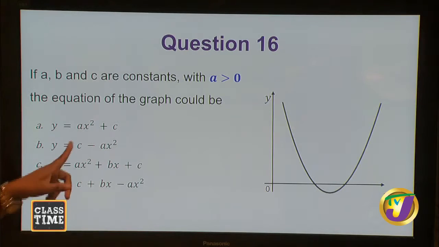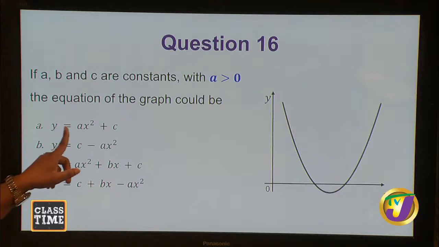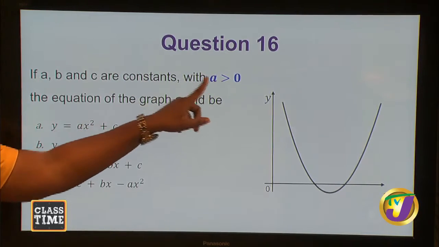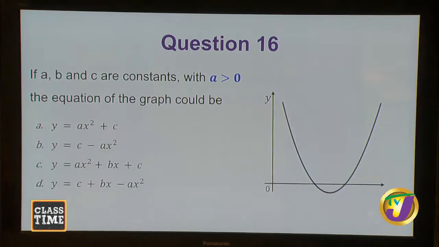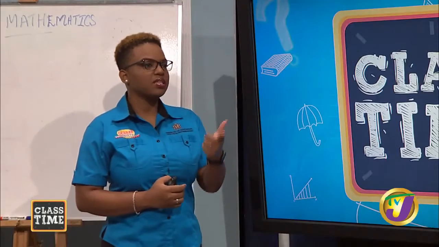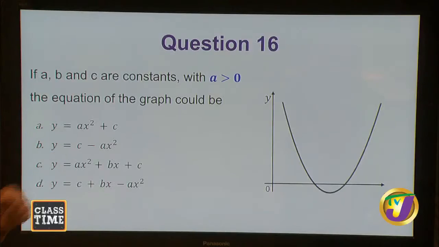Which means that when I'm looking at these equations here, let's look at A. A says y equal ax squared. Is A negative or positive? Positive, what did I say? Negative. Oh my goodness. Positive. That's okay. Thank you so much. And it says in the question that A is greater than 0. Thank you for picking me up, Latoya. I tell you, when you're tired, you see.